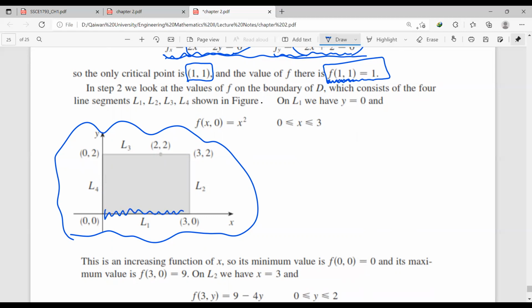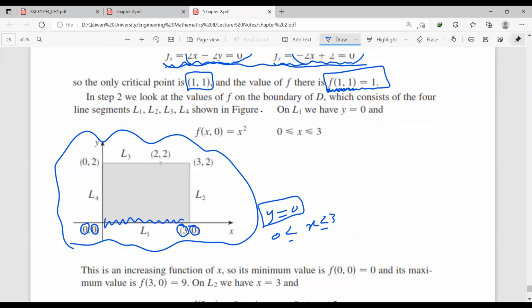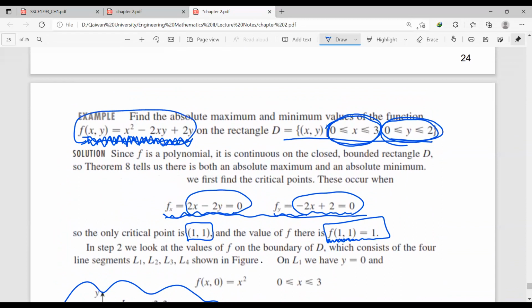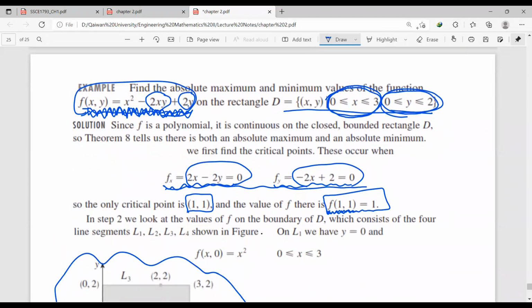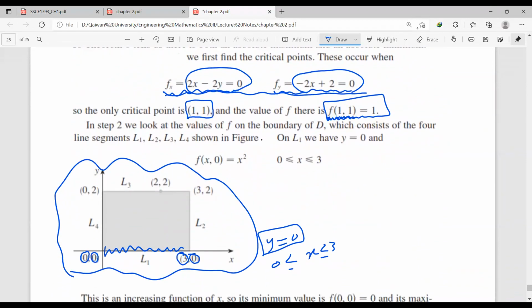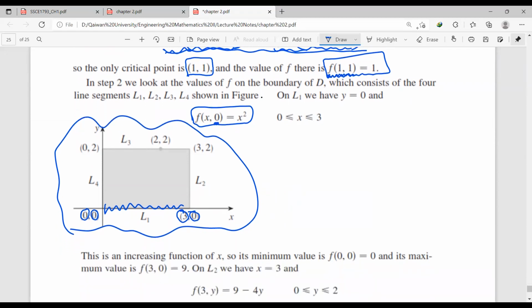On L1, as you see here, Y is 0 here and here also. That means Y equals 0. How about X? X is from 0 to 3. So if you replace Y by 0 in the given function f(x, y), the second and third terms are going to be 0, because on L1, Y is 0. That means the function becomes f(x, 0), which is x squared. So on L1, the function is x squared.